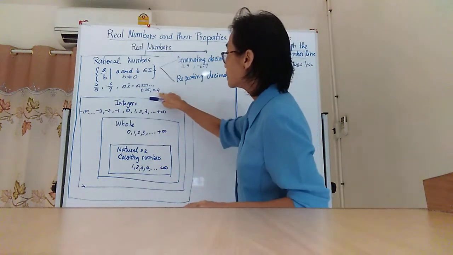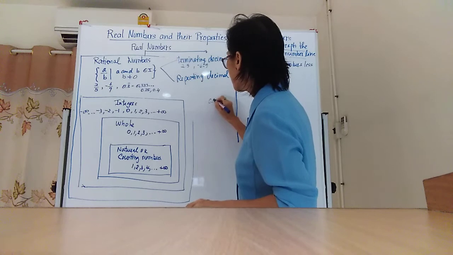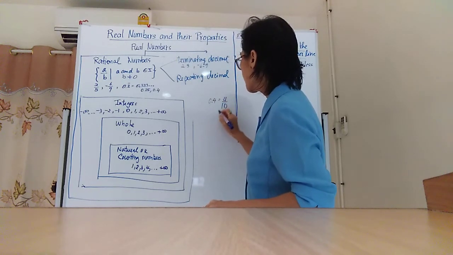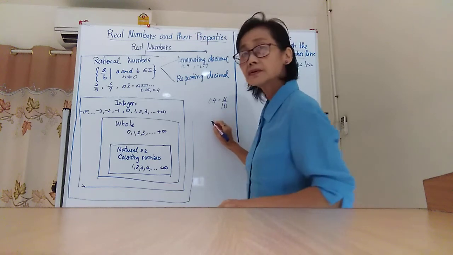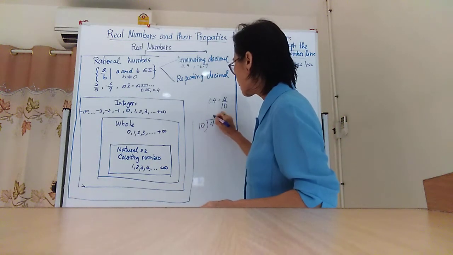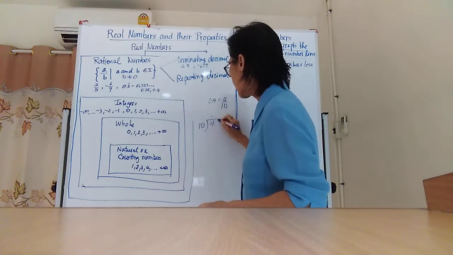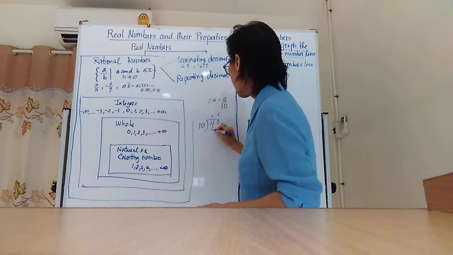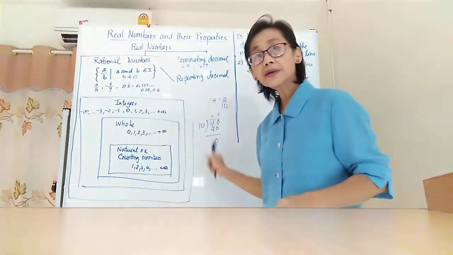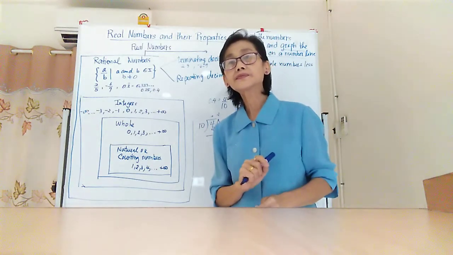For example, like 0.4, right? 0.4 is what? 4 over 10, right? Then when you do the long division, you have 4 divided by 10. You carry 0 and then you have 4 and become 0. Then your remainder is 0. Your remainder is 0. So we call this a terminating decimal.